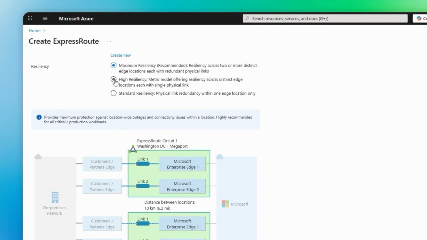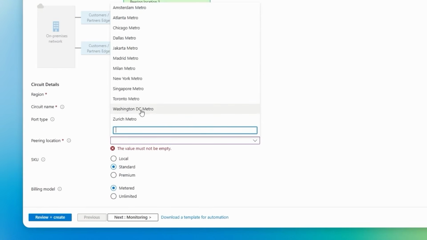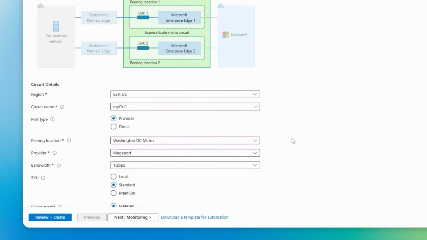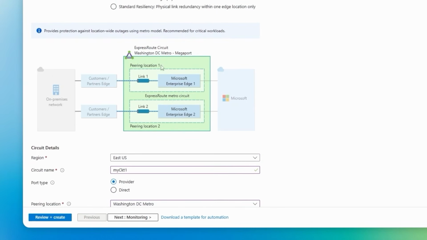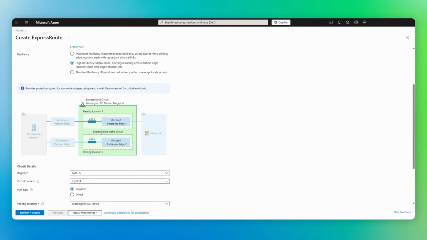But there's also a more cost-effective option, high resiliency. This uses a single circuit with links into two peering locations like Washington, D.C. Metro. It's a single circuit, but you still get site diversity. The SLA here is 99.9%, and the cost is about 25% lower than maximum resiliency, the same cost as a single, non-site redundant ExpressRoute circuit. Microsoft sees this as a strong balance between mitigating single location failure risks and maintaining cost control.